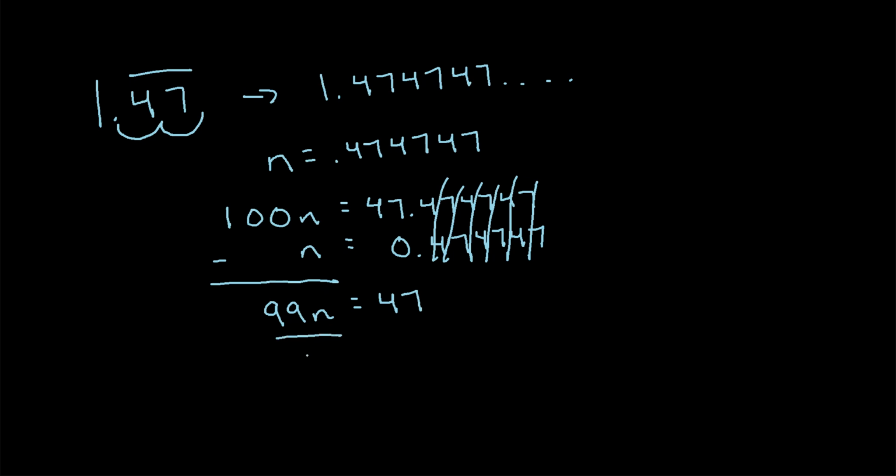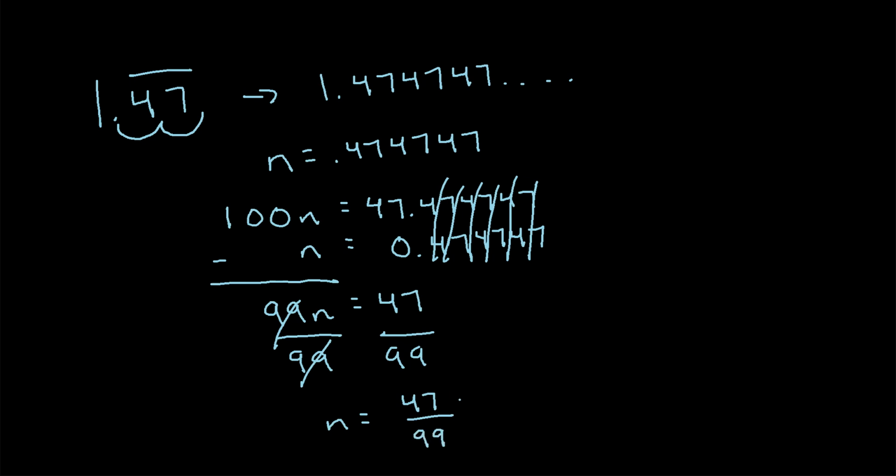So how do we do that? We can divide by 99. So these 99s will cancel out. And we can also divide the right-hand side by 99. So our final answer is n is equal to 47 over 99.